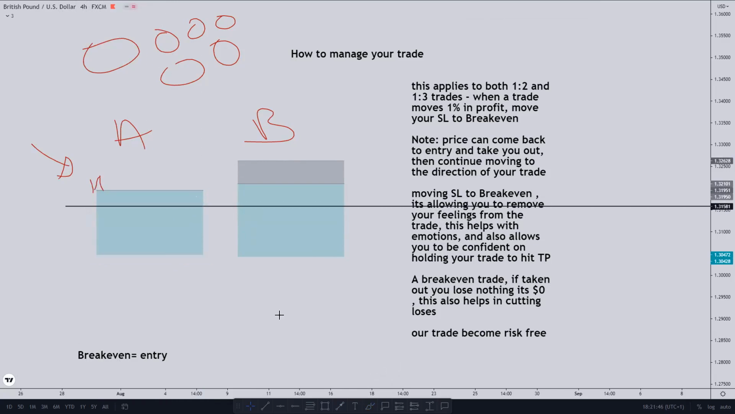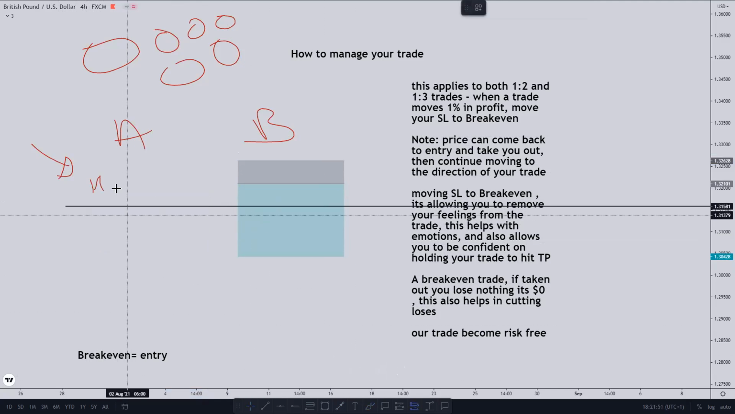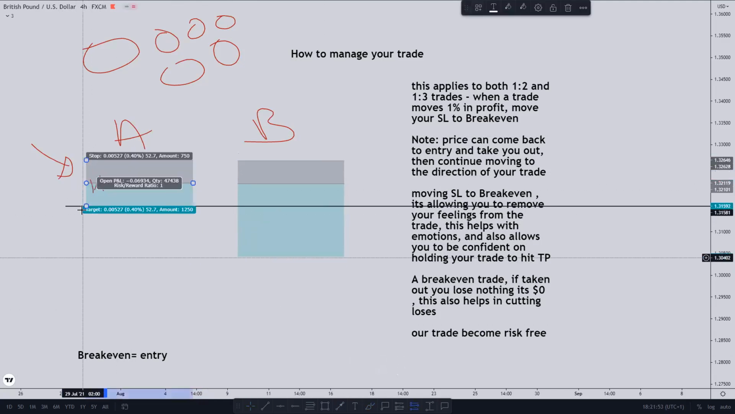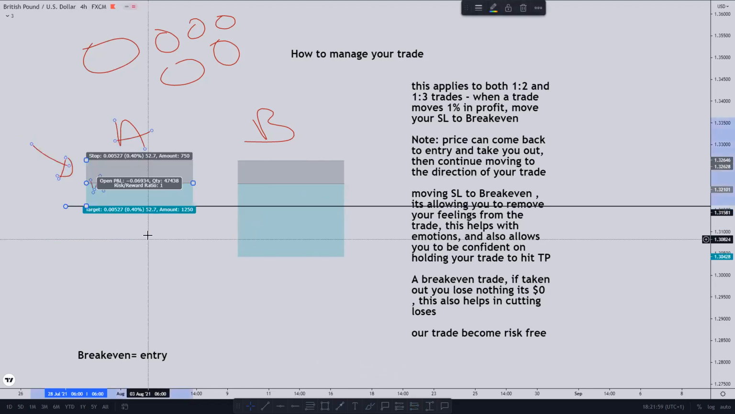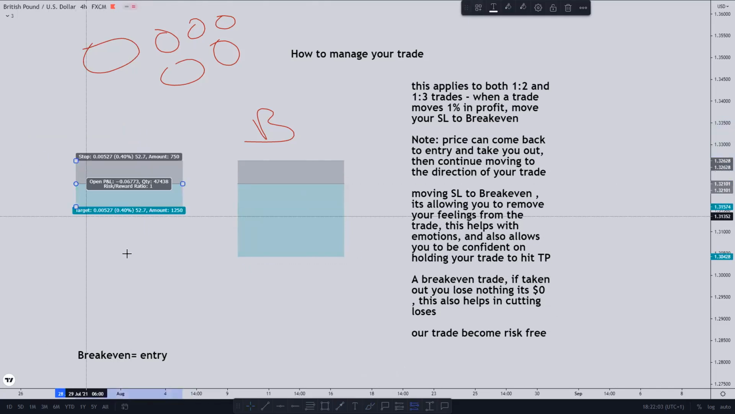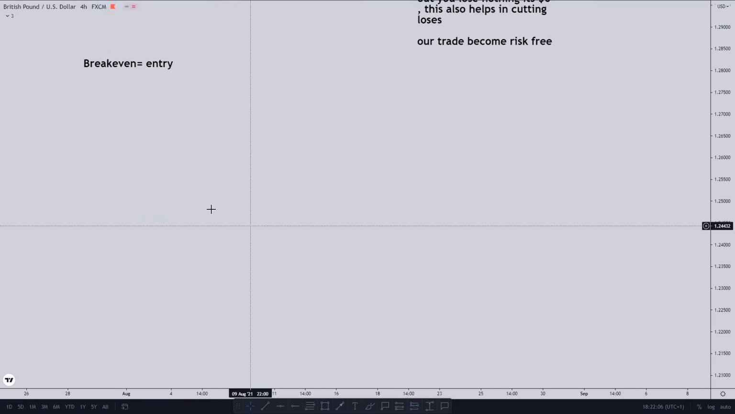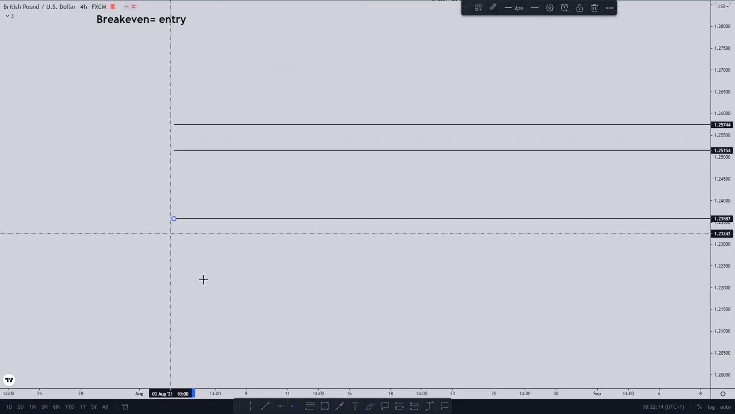Now, let me put another one because this one, I won't be able to move the stop loss thing. Okay, there we go. Let's delete this thing. Let's do it here. Draw freehand and use my horizontal. Okay, this is your entry. This is your stop loss. This is your TP, right?